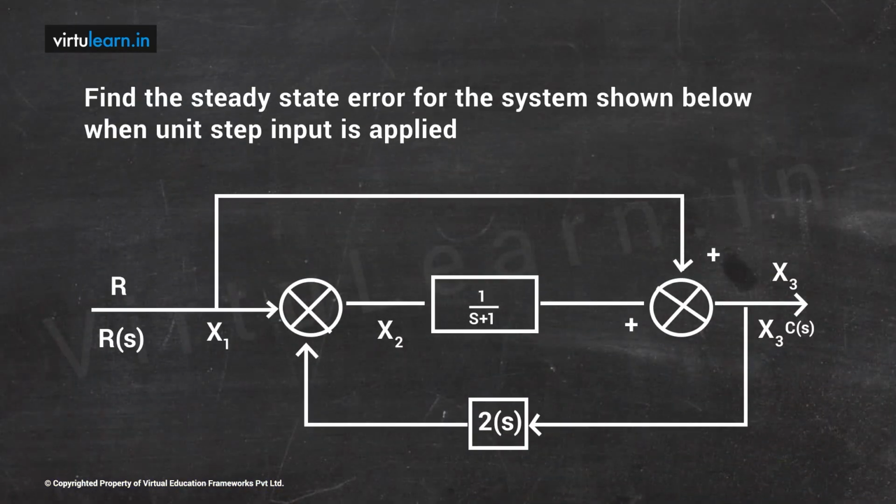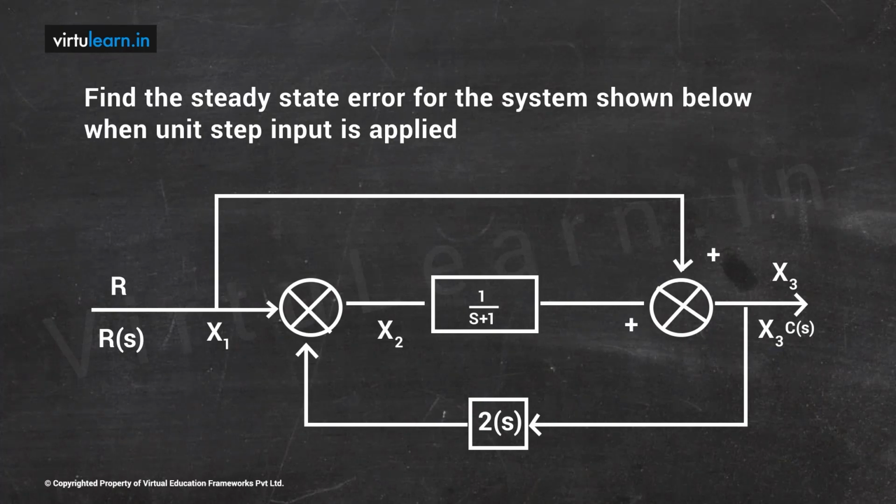So next, look at another problem. The block diagram is given for this particular system, and we need to find the steady state error for the system, where the input is a step input. Unit step input is given. What will be the steady state error?